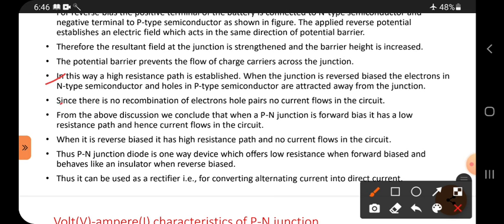Okay, next. Since there is no recombination of electron-hole pairs, no current flows in the circuit. So no recombination takes place. Why? Because they are attracted towards the battery. Okay, no recombination process takes place.